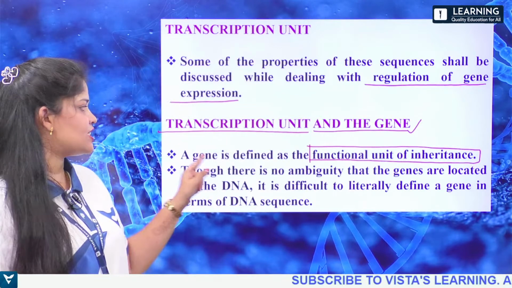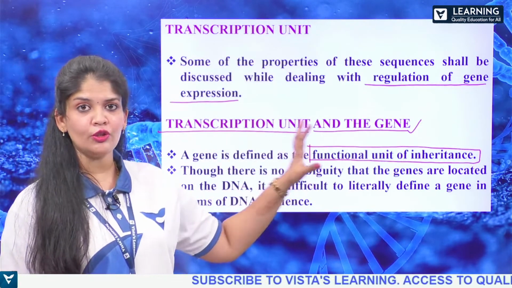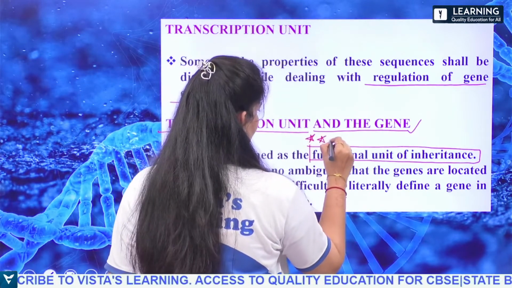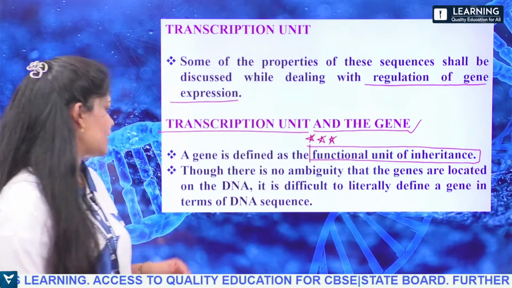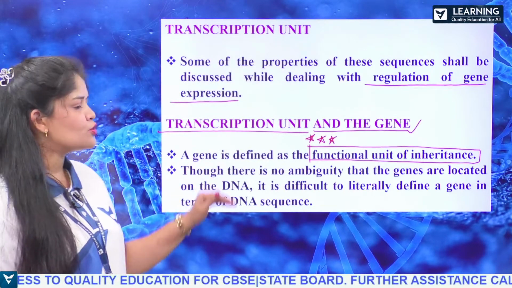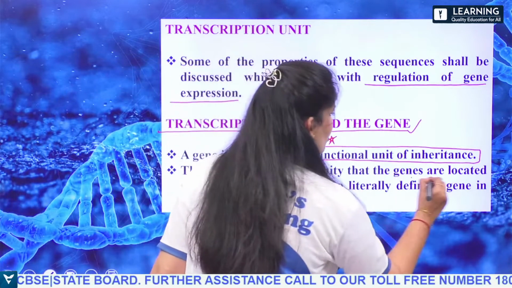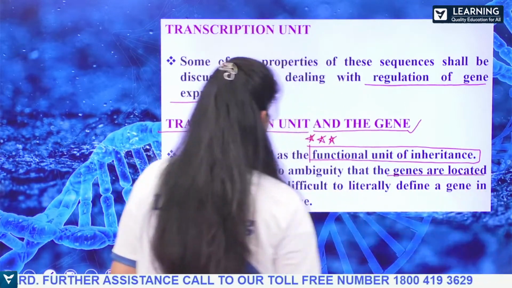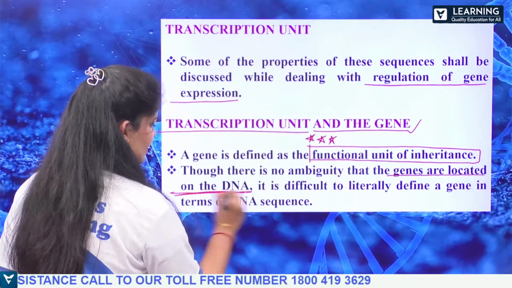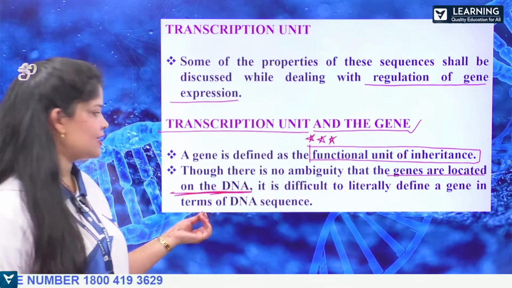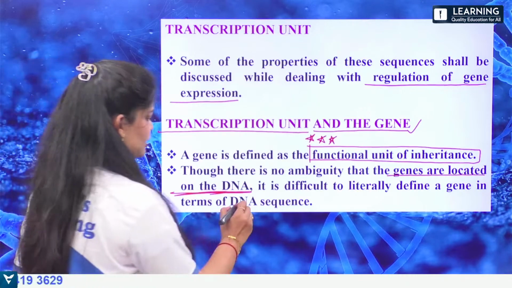So here a gene is defined as a functional unit of inheritance. This point is known and it is important. Move ahead. Though there is no ambiguity, there is no doubt at all that the genes are located on the DNA, still it is difficult to literally define a gene in terms of the DNA sequence.